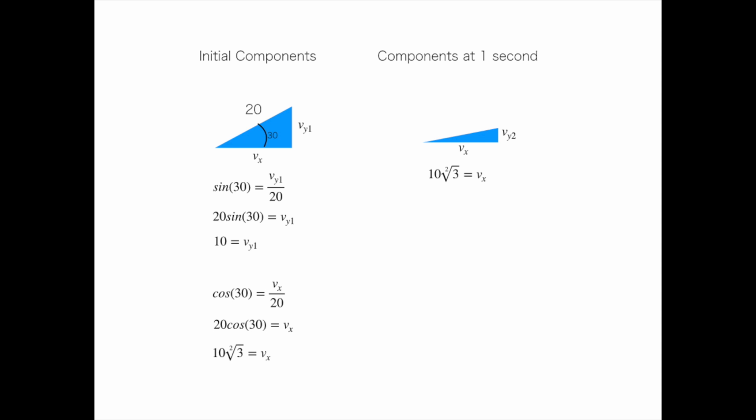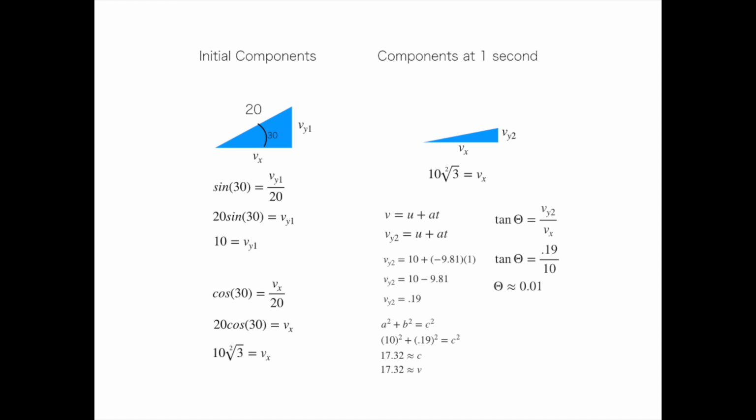Meanwhile, the vertical component will change due to gravity. So to figure out the vertical component, we will use one of the formulas we mentioned before. We know the initial velocity, the acceleration of gravity to be negative 9.81 meters per second squared, considering down to be negative of course, and we know the time it takes. Then we can figure out the vertical velocity to be about 0.19 meters per second.